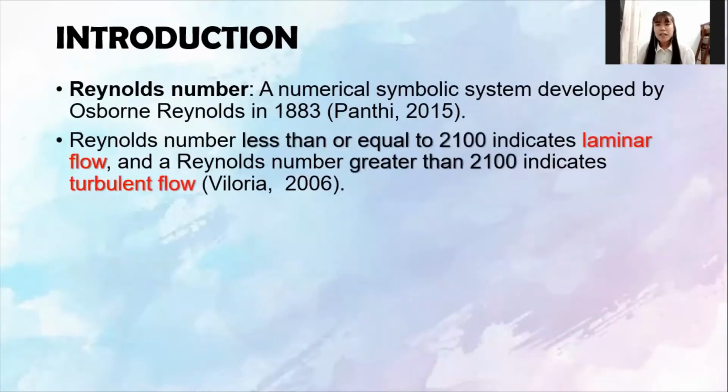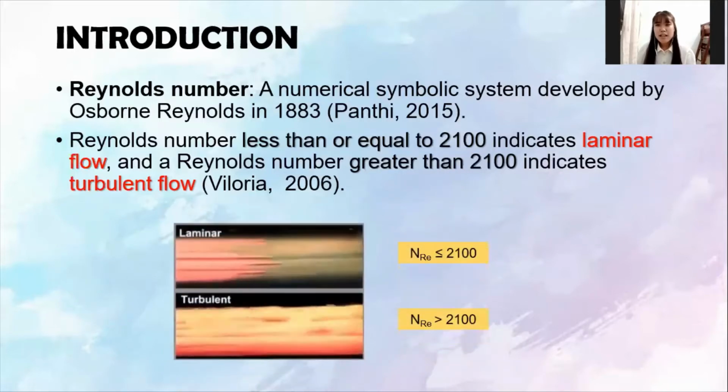So let's proceed to the Reynolds number. We have to calculate the Reynolds number in order to know whether the type of flow is laminar or turbulent. If the Reynolds number is less than or equal to 2100, it means that it's laminar flow, and if it's greater than 2100, it indicates that it is turbulent flow.